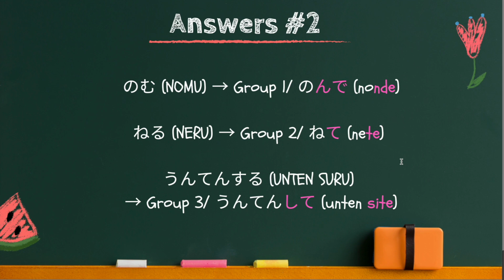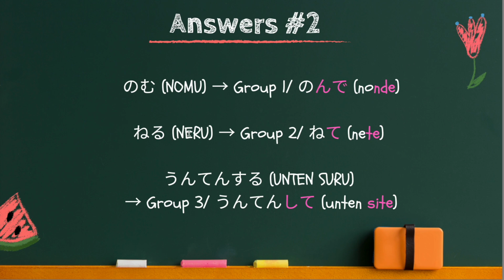Nomu meaning to drink. This is omu ending. So it's not group 2 and it's not group 3. Therefore, it should be group 1. If it's mu ending in group 1, change the mu into nde. Therefore, te form is nonde.